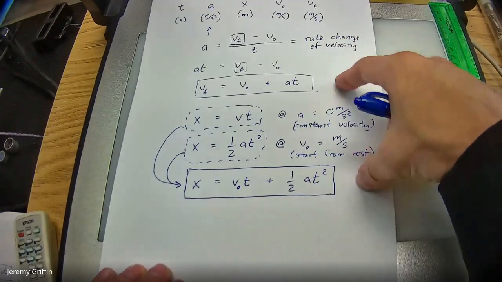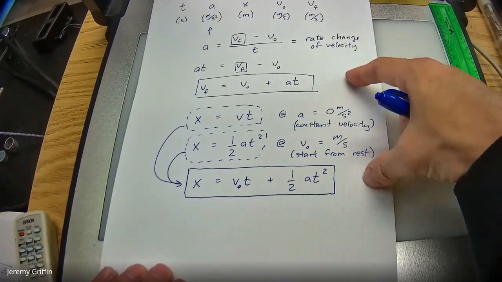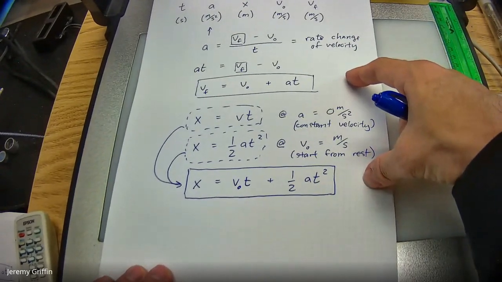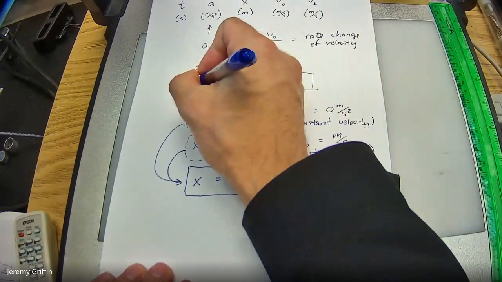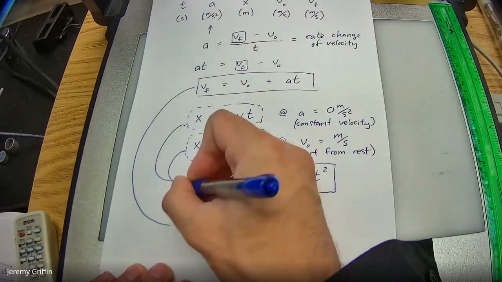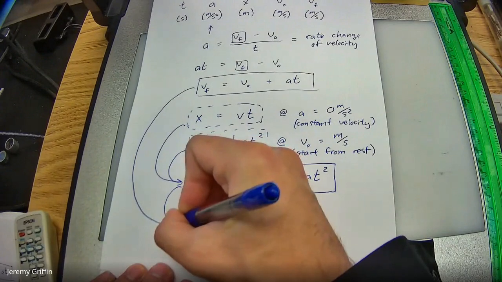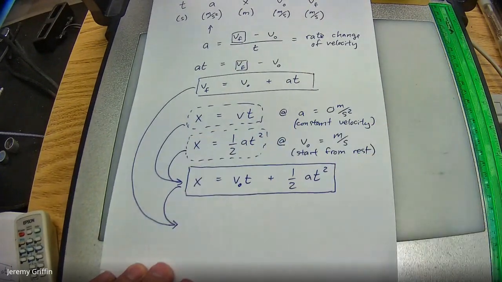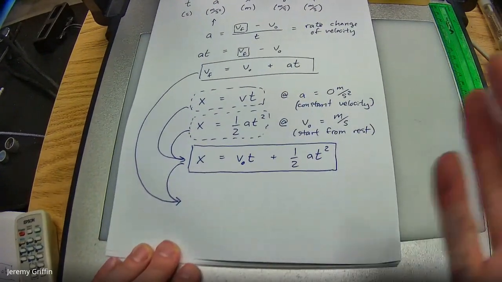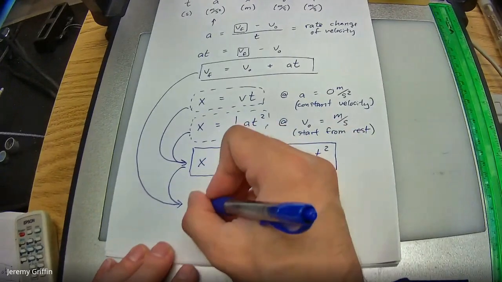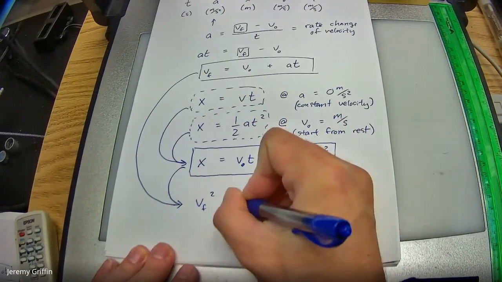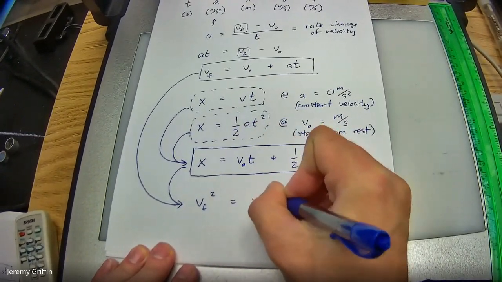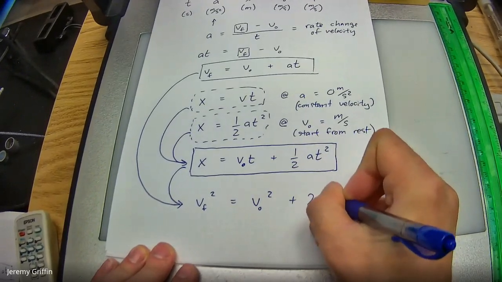And you might have to use a system of equations to solve these two. You guys remember system of equations from algebra? Okay. And you know what? There actually is a system of equations solution to both of those that I'll treat as a third equation. It goes like this. Final velocity squared equals initial velocity squared plus 2ax.